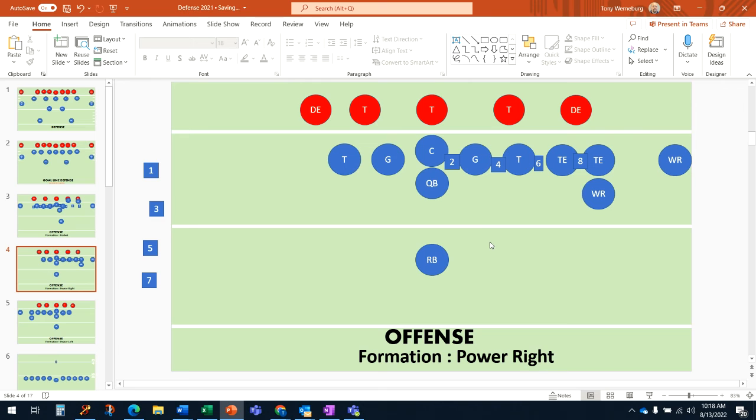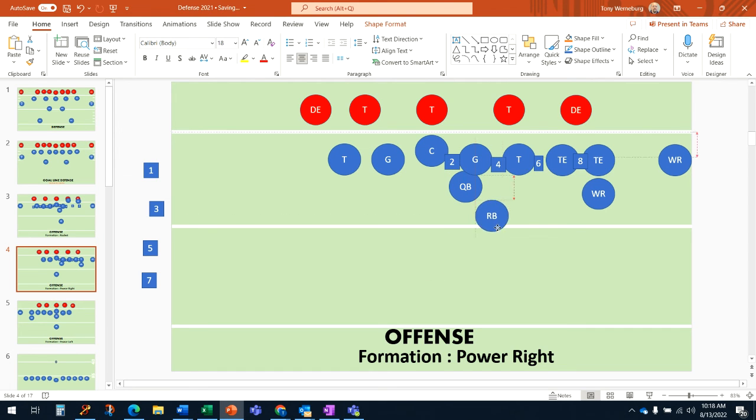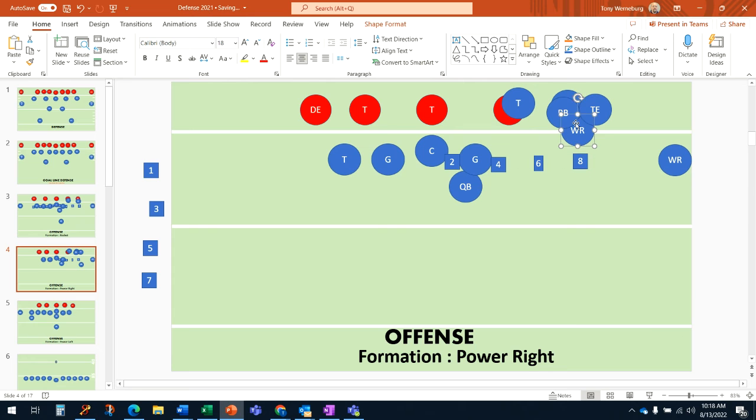Okay, so we would say run power right 46. Power right 46. The quarterback would take the snap, take a step towards the 6 hole. The running back would run directly through the hole. The tackle is blocking straight up. Tight end is blocking straight up. And then this wide receiver is helping, and this tight end can peel off and go get a linebacker. Okay, so that is our running scheme for power right. That is our formation for power right.